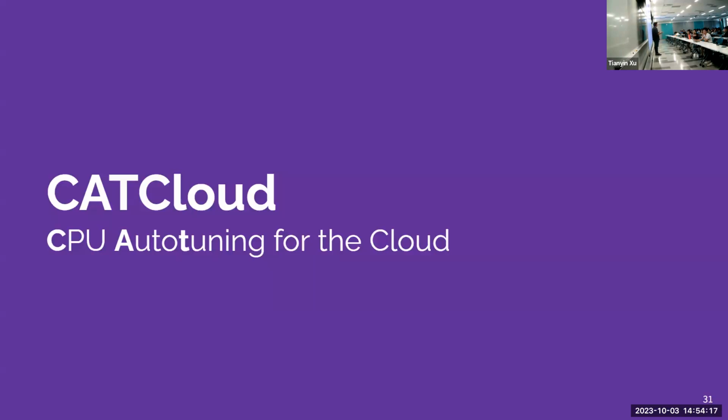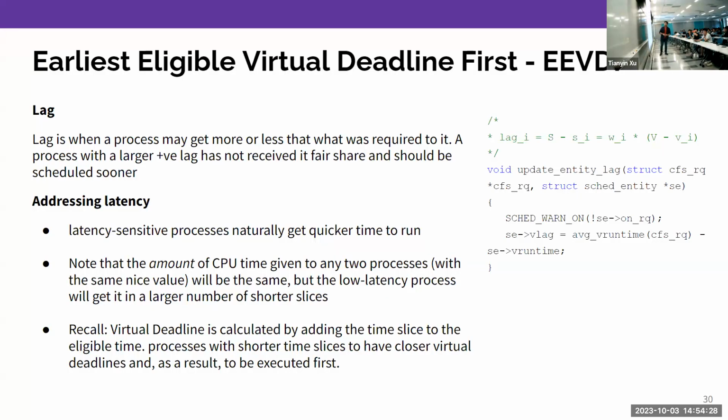Are there any questions up till now before we get into the boring stuff? Yes. So when you want to calculate the entity lag, you're saying that we want s minus s_i, so you basically want to calculate it for every single process, right? So it's like an i thing, like you want to have a summation of sorts. An average vruntime will give you that inherently.